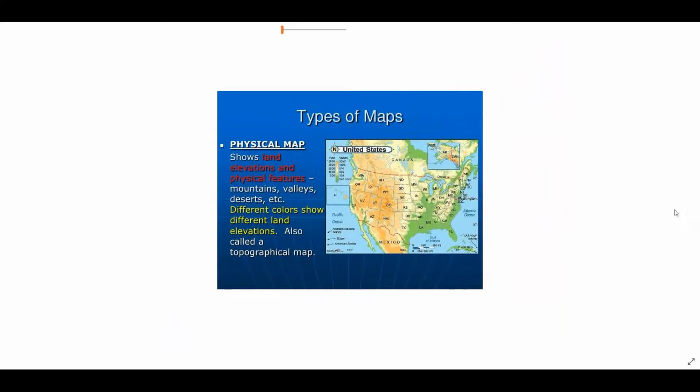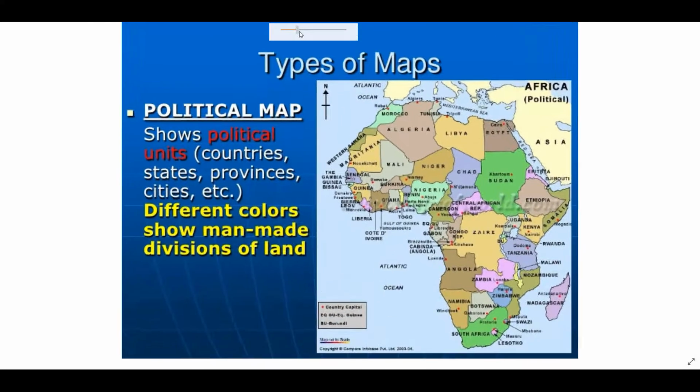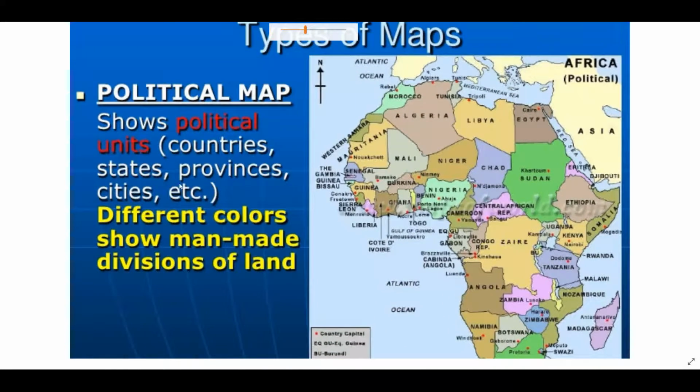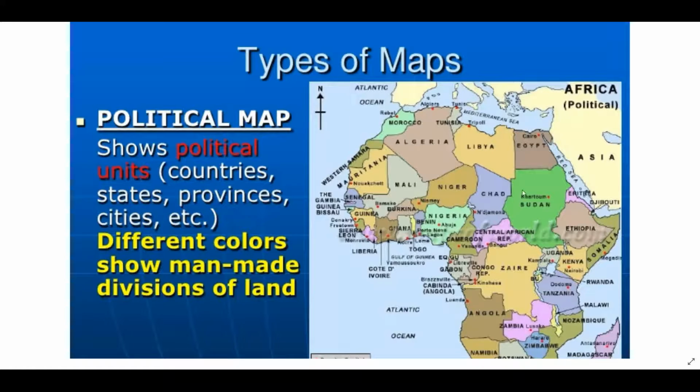Okay, let's see what other kinds of maps we have here. A political map. A political map shows countries, states, provinces, cities. Different colors show man-made divisions. Okay, so here this is Africa. This is the continent of Africa. And all these lines in here, these are the different countries.